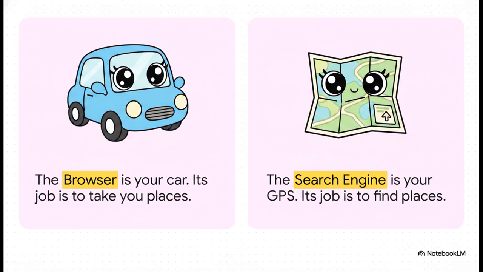To put these two side by side, the distinction becomes incredibly clear. The browser is your car. Its one job is to take you places. And the search engine, that's your GPS. Its job is just to help you find those places. They are completely different functions, but man, when you use them properly, they work together perfectly to get you exactly where you want to go.